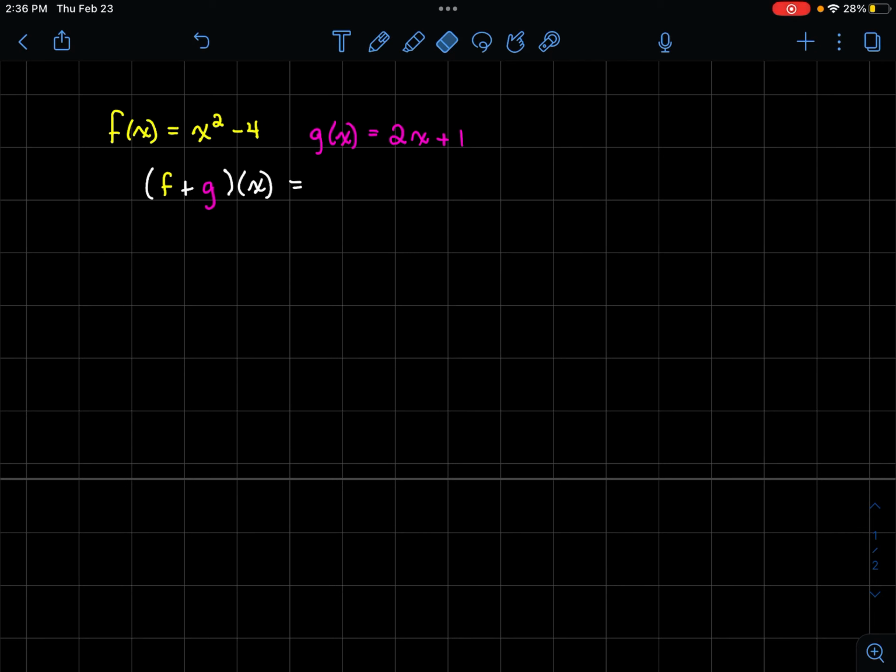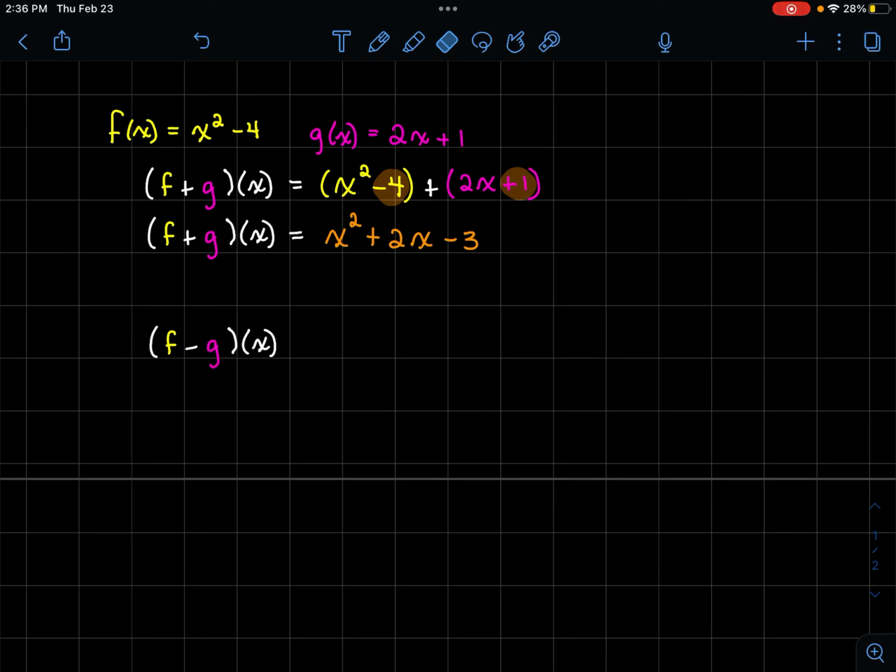Well, I've got them labeled in colors, so really what we're trying to do is take the yellow function and add to it the like terms from the pink function. So we're taking yellow plus pink, and if you notice, the only like terms that we have here are the negative 4 and the positive 1. Because the x squared and the 2x would not be considered like, so when we do the negative 4 plus the 1, we can make that a negative 3. So the function f plus g of x is x squared plus 2x minus 3. And there's your answer for that one.